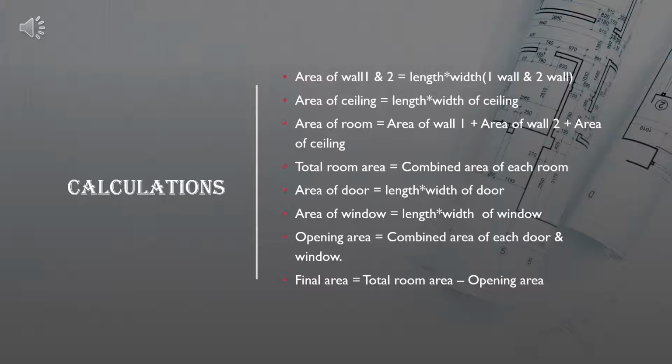the house. And similarly, the area of a door and window we can find, and the opening area will be the combined area of each door and window present in the room. So our final area will be the total room area minus the opening area, as we cannot paint on doors and windows.